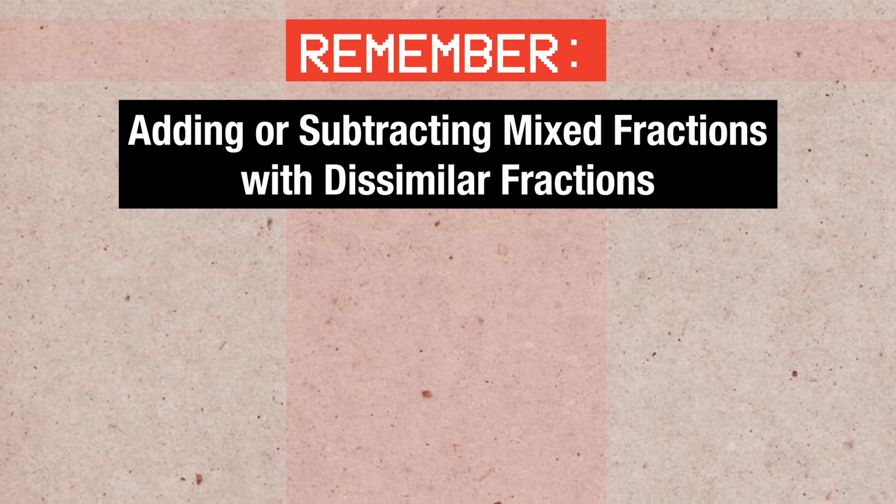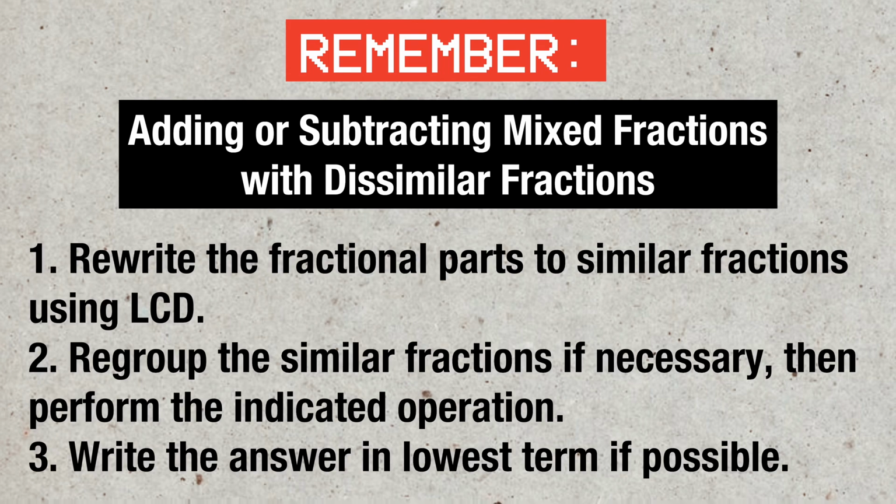Remember this when adding or subtracting mixed fractions with dissimilar fractions. 1. Rewrite the fractional parts to similar fractions using the least common denominator or LCD. 2. Regroup the similar fractions if necessary. Then, perform the indicated operation. Then the last, number 3, write the answer in lowest terms if possible.